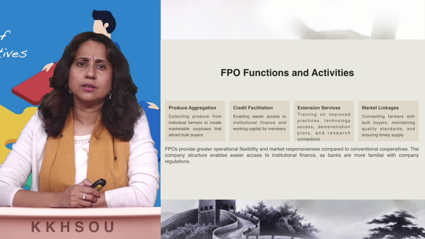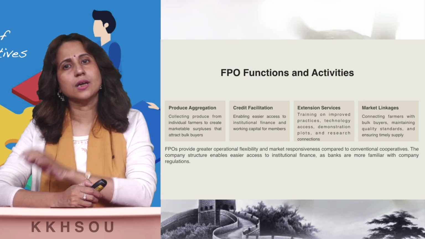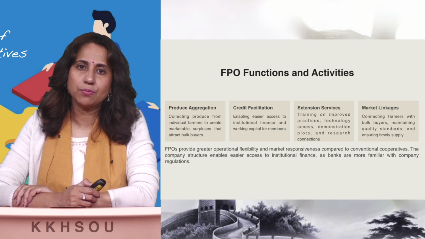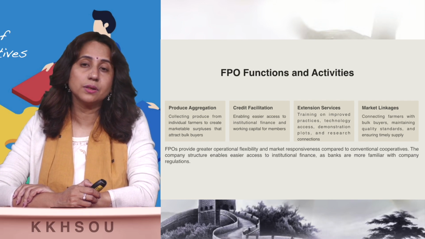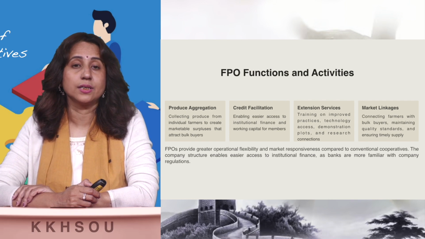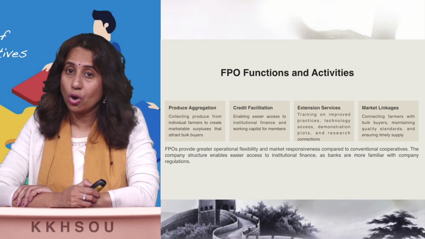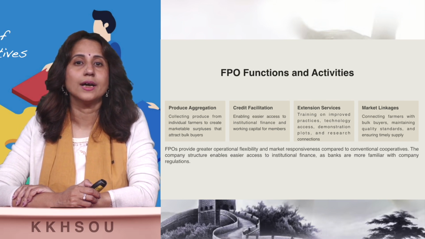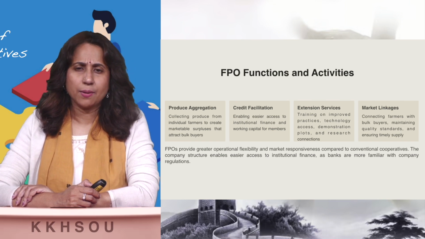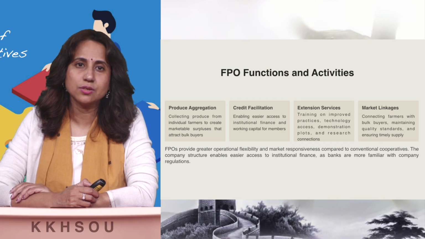Produce aggregation and marketing forms the core activity of most FPOs. By collecting produce from individual farmers, FPOs create marketable surpluses that attract bulk buyers. This aggregation enables better price negotiation, reduces the transaction cost, and provides access to organized markets. Some FPOs have established direct linkages with the retailers, processors, and exporters also.